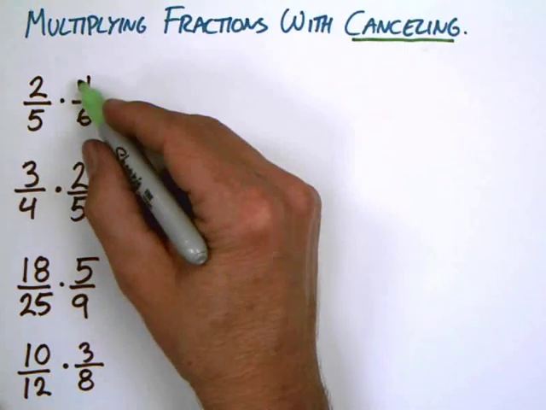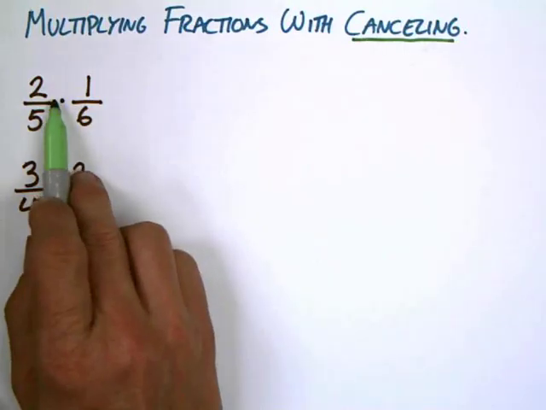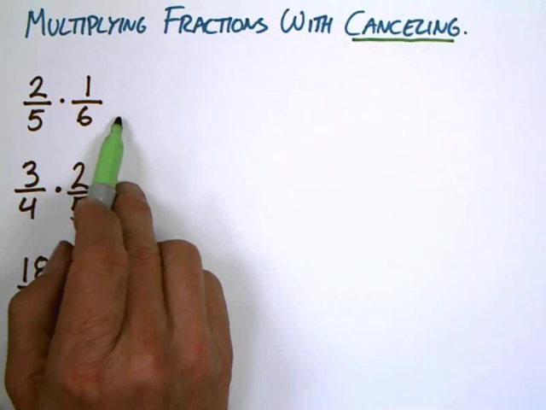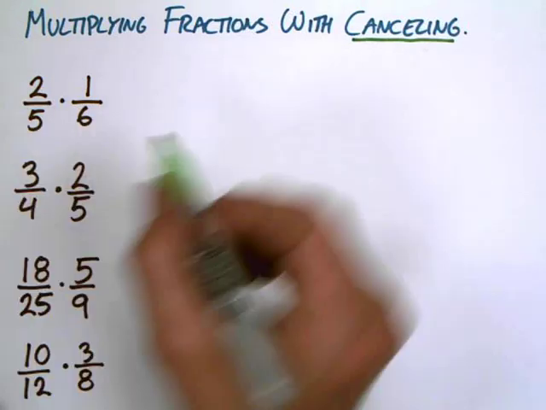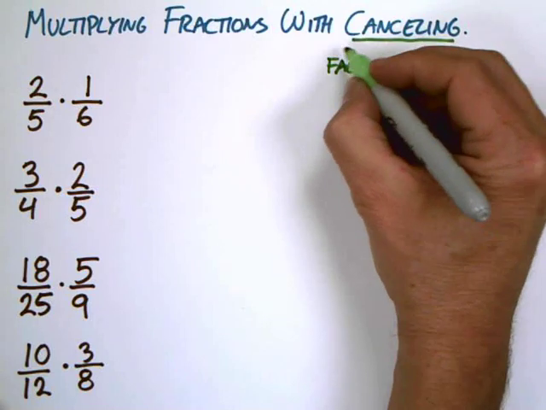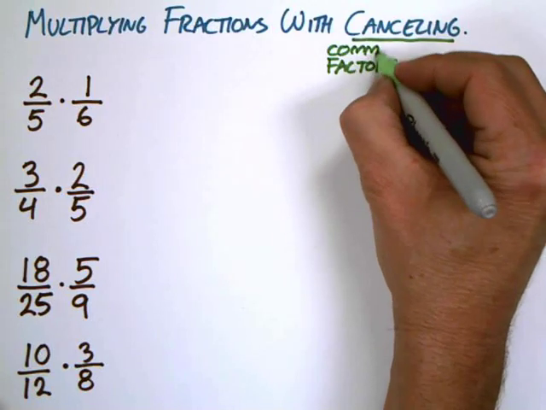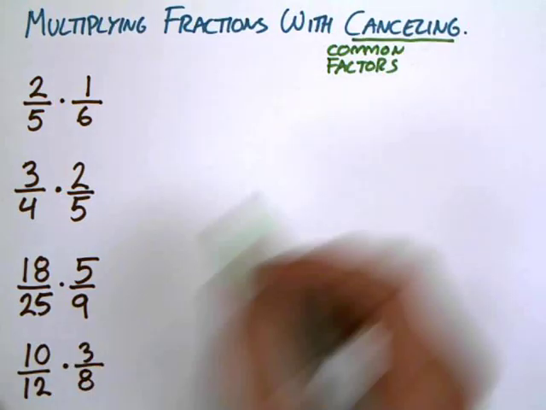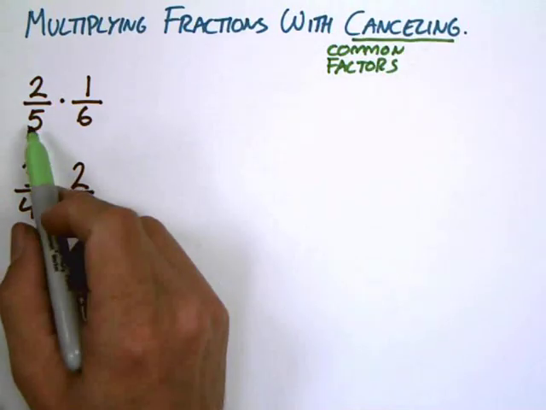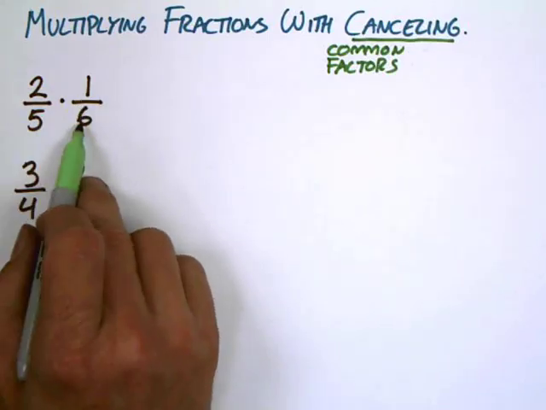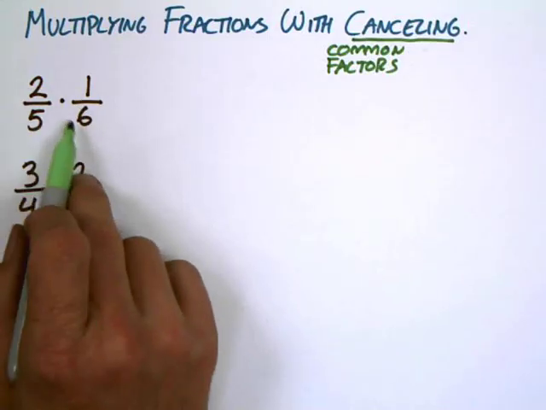So when I multiply two fractions, I can multiply straight across to get a result. Or I can choose to look for factors that these two fractions have in common. If I can find some common factors, I can actually cancel them before I start multiplying. So I have a 5, that's a prime number, and a 1, but these numbers are both even, which means they both have a factor of 2.